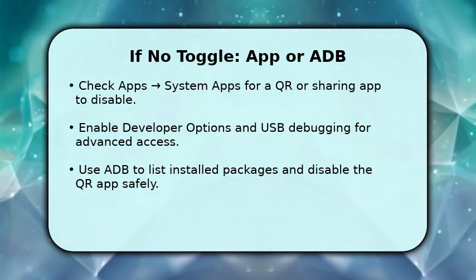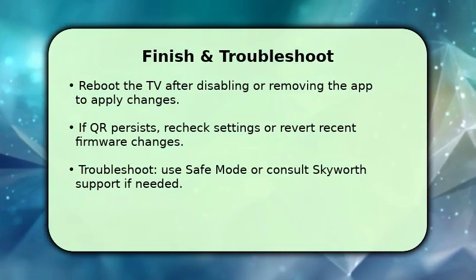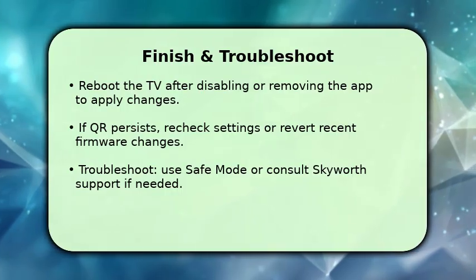Finish by rebooting the TV so settings and app changes take effect. Once done, verify the QR code no longer appears on Wi-Fi screens.